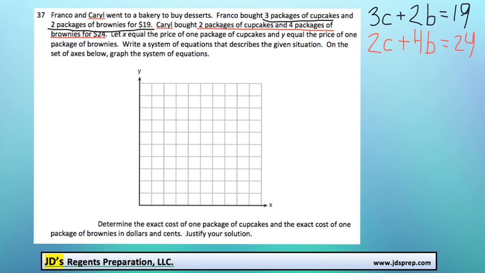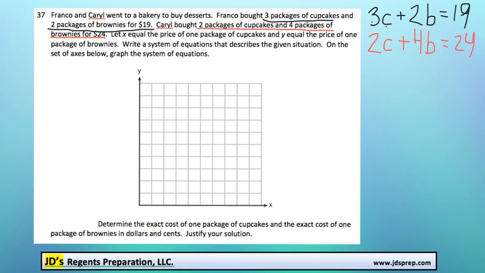Let x equal the price of 1 package of cupcakes and y equal the price of 1 package of brownies. What we need to do is write a system of equations that describes the given situation, and then we're going to have to graph them. We've almost finished that first step, except that they want us to use specifically x and y variables. So x is the cupcakes. Instead of C, I'll do x.